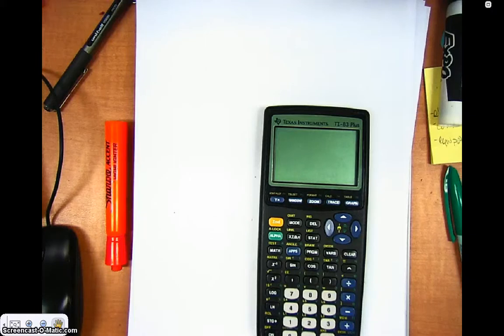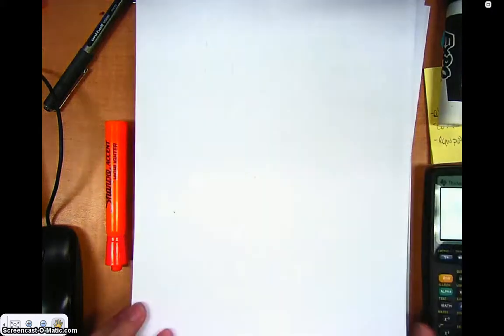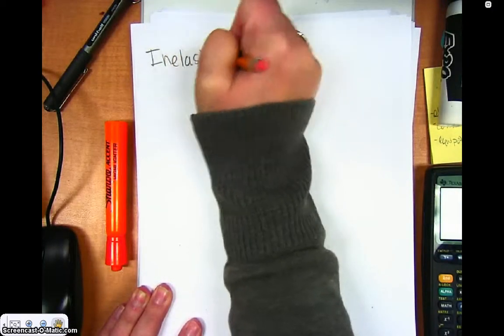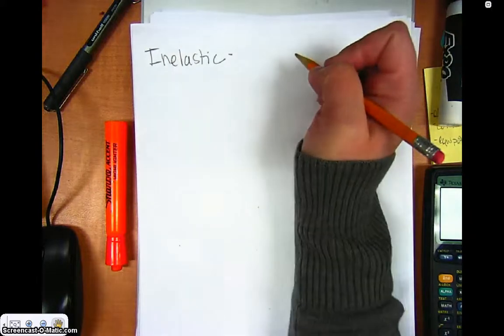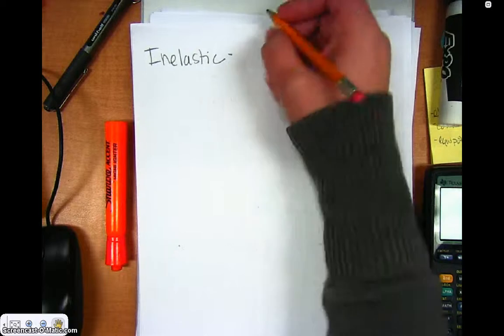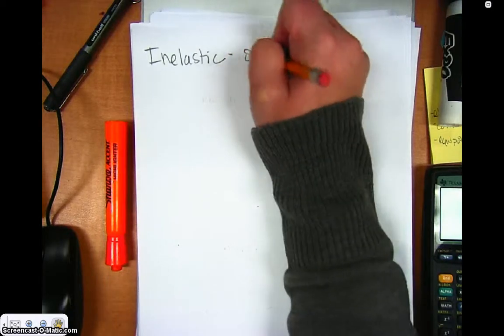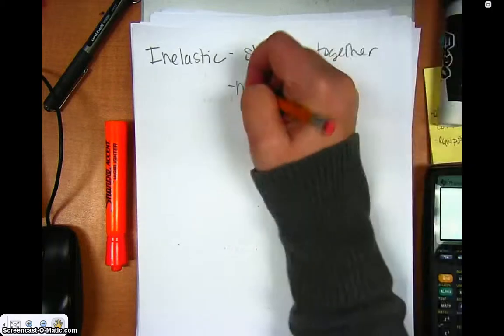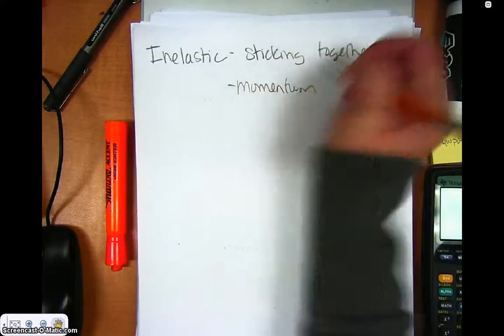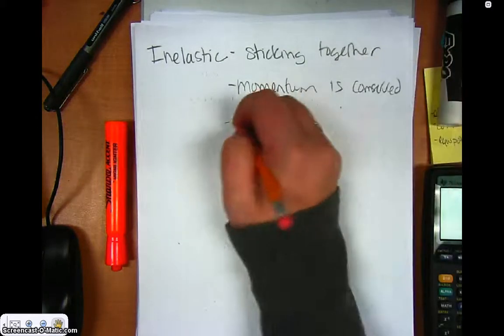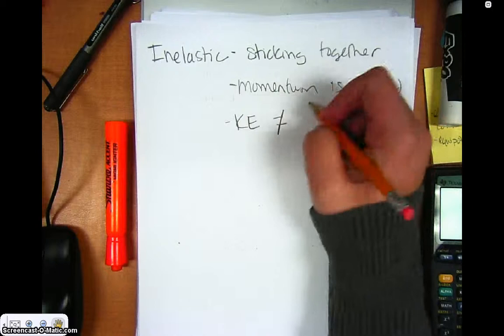Alright, in the last video of this unit, we're going to talk about conservation of momentum in inelastic collisions. In the last video, we talked about elastic collisions, and in perfectly elastic collisions, kinetic energy is conserved. In inelastic collisions, objects are typically sticking together rather than bouncing off one another. Momentum is conserved, of course, it always is, but kinetic energy is not conserved.